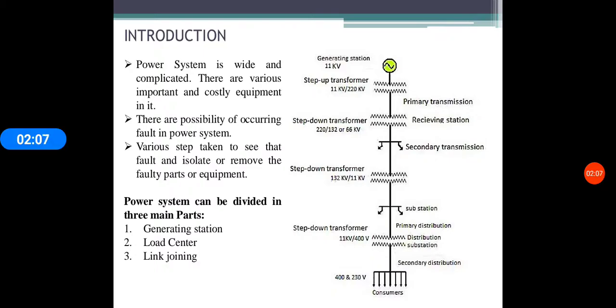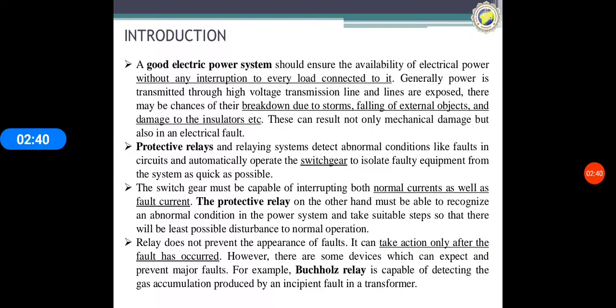So as we know, this is the basic power system from generation to the distribution system. Here you can see the different stages, and at each stage particular equipment is used. This equipment is called the switchgear system. This equipment is costly and the most important part of the power system, so it requires protection.